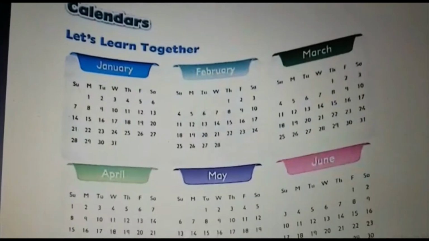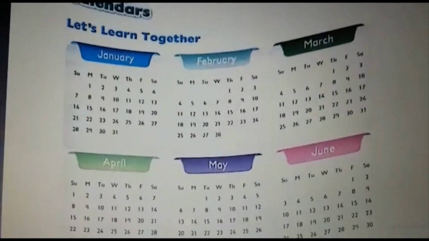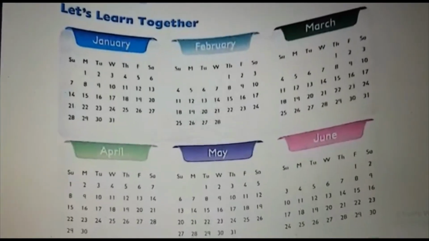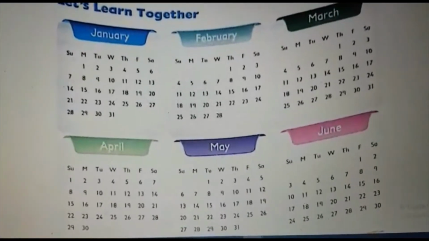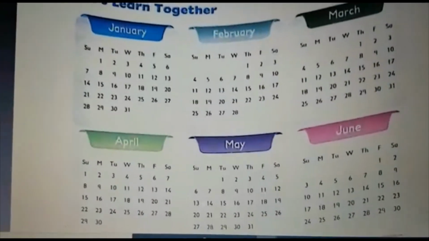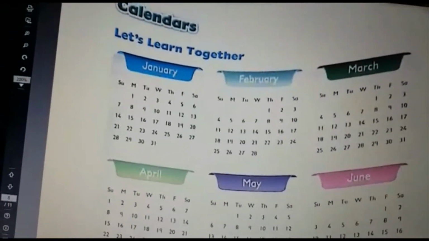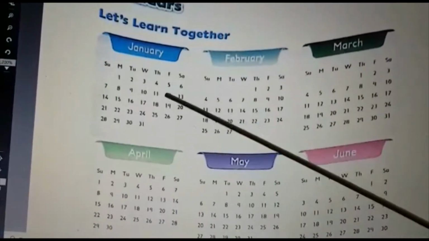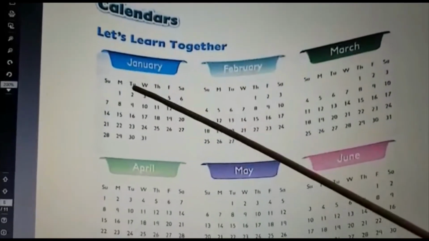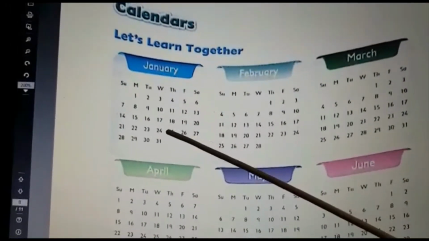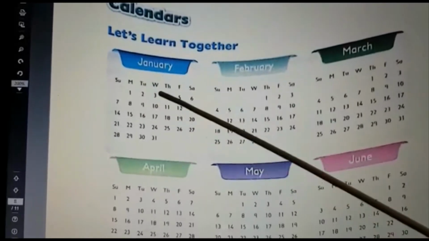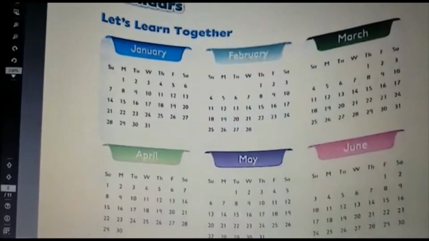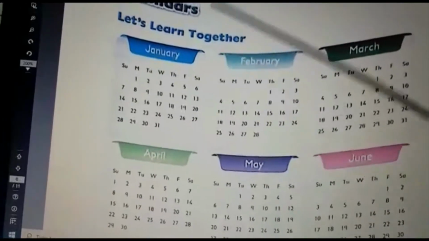If you are finding the number of days between two dates, what you should do, you should not count those two days. Is it clear? Suppose I am asking you how many days are there in between January 1st and January 17. In that case you should not count January 1st and January 17. Why? Because we should start from 2 and we should end by 16, because we are finding the number of days between these two dates.